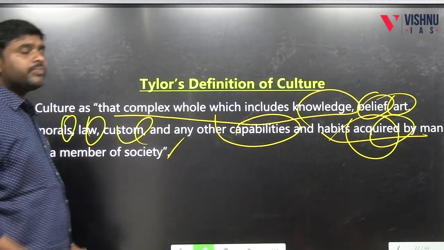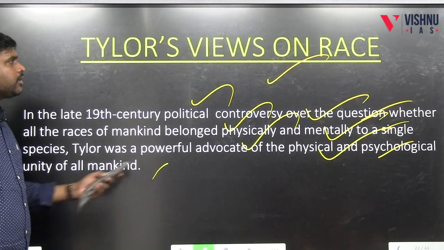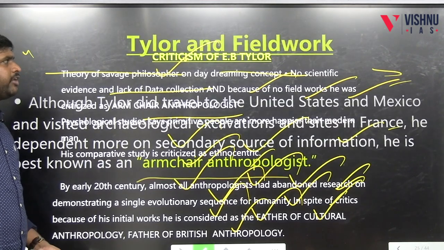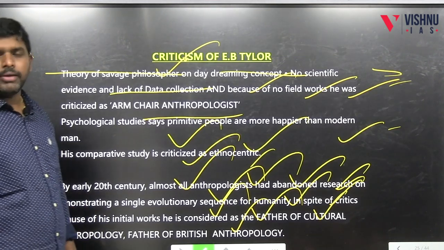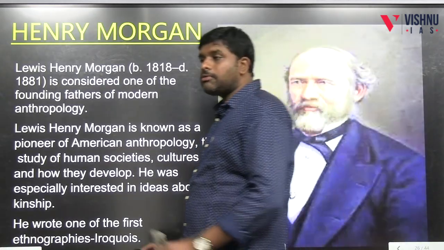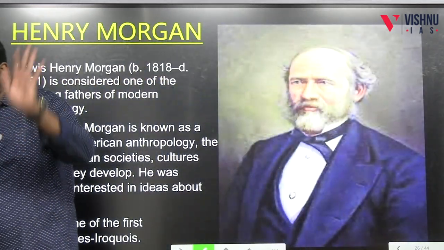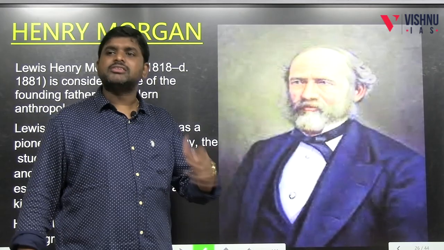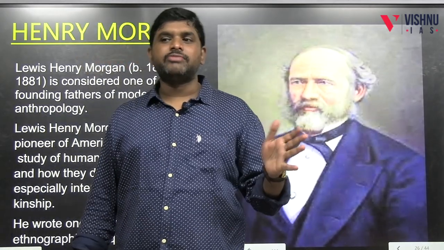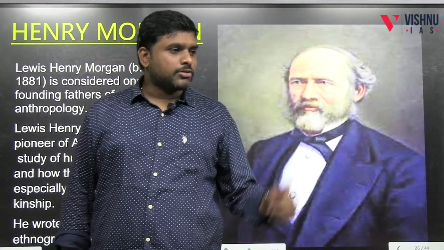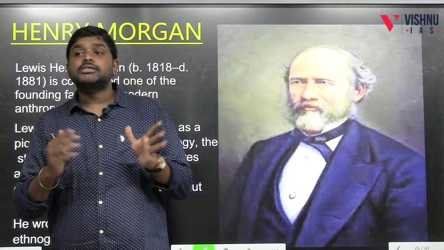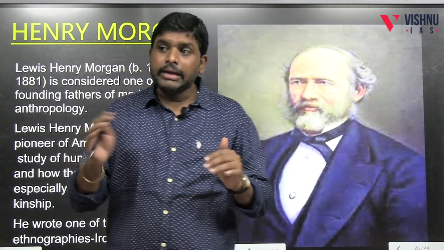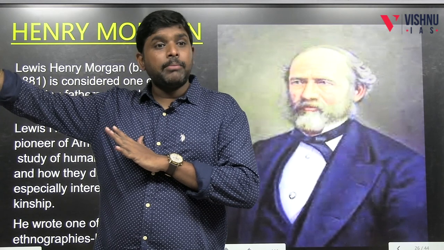Then civilization, culture definition, then views on race, on fieldwork, and criticism on E.B. Taylor. Clear? This is about E.B. Taylor, all concepts from all books. If you are reading more, you are unnecessarily wasting your time. You are a savage philosopher. So tell me the contributions heading: stages, E.B. Taylor's, that is classical evolutionism, the complete school.